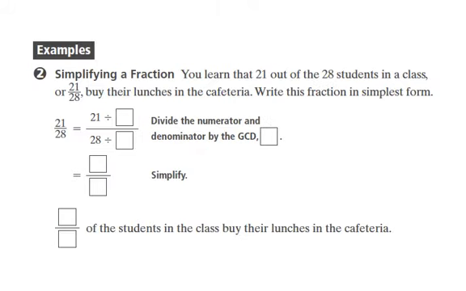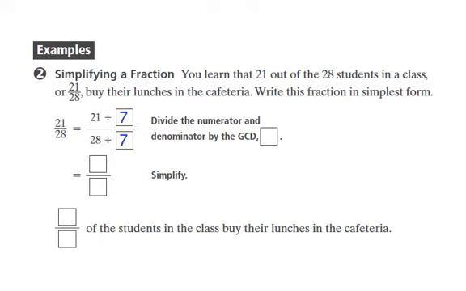Simplifying a fraction. You learned that 21 out of the 28 students in a class, or 21 over 28, buy their lunches in the cafeteria. Write this fraction in simplest form. We need to find something that will go into both 21 and 28. We can think of the greatest common divisor. The greatest common divisor of 21 and 28 is going to be 7. That's the largest number that goes into both 21 and 28.